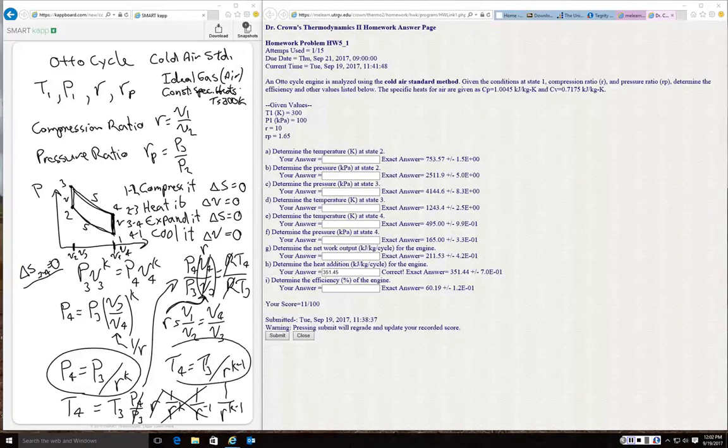So now I have an equation for state 2, temperature and pressure, state 3, temperature and pressure, and state 4, temperature and pressure. And now all you need to do is find the work for each process, the heat transfer for each process, and then finally the efficiency. So we'll save this again and move on.